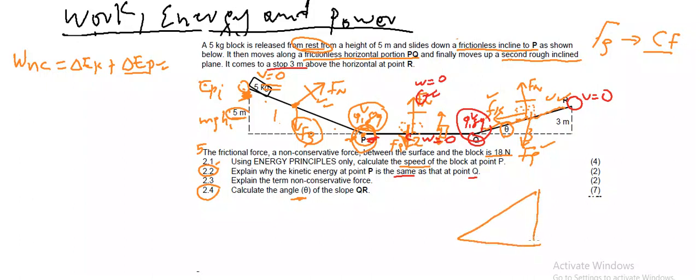Let me draw it here so that it be clean. We have a triangle with angle theta, and the opposite side is 3 meters, which means we need the length, which is our delta x. So we are going to use sine theta, which is equal to opposite over hypotenuse. We need the hypotenuse side, that is delta x, to calculate theta. Therefore, let's focus on delta x, okay?